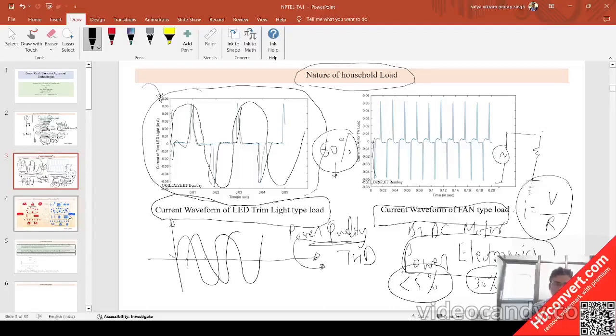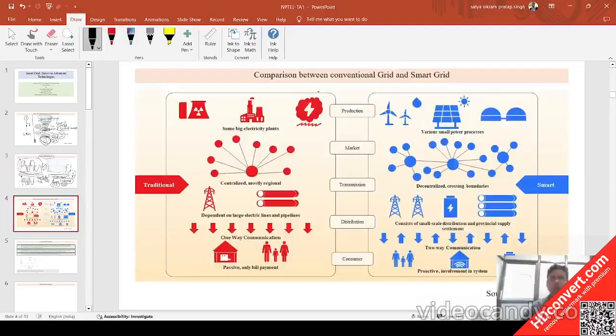So coming back to our main topic, given the power quality issues in your consumer type of load, this is the basic comparison between a conventional grid and a smart grid. Coming to the first hierarchy, the traditional systems: this is a nuclear power plant, this is a coal based thermal power plant, and other types of power plants are there, where the production is happening.